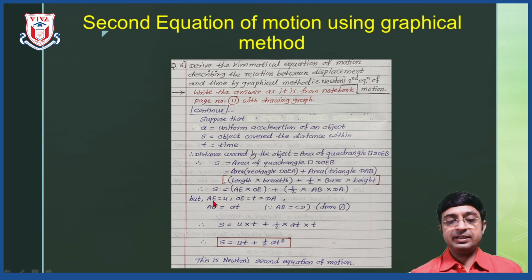So what we are getting, therefore S is equal to ut plus half at multiplied by t again. So we are getting the second equation, S is equal to ut plus half at square. This is Newton's second equation of motion. So we find out the distance or displacement of the object covered in time t at any time. So this is Newton's second equation of motion, S is equal to ut plus half at square.